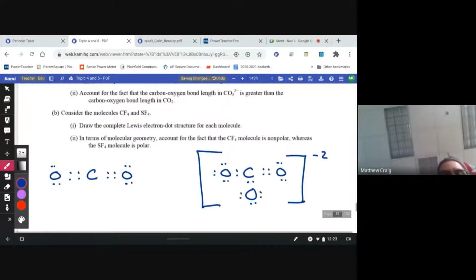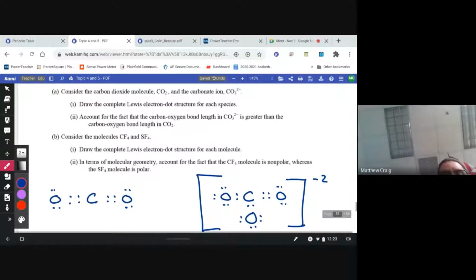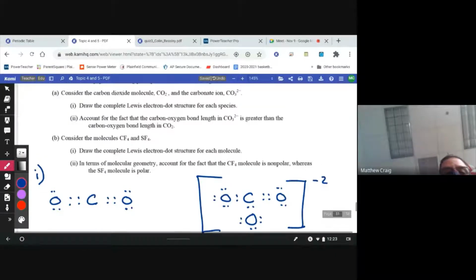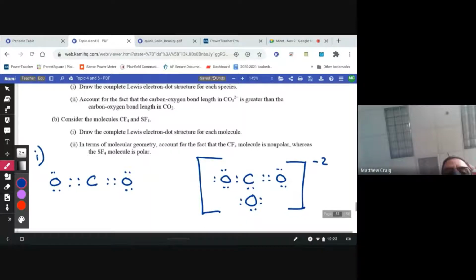All right. Questions on I. Good. So each one of those would be worth 1 point. Double I, account for the fact that the carbon-oxygen bond length in carbonate is greater than that of the carbon-oxygen bond length in carbon dioxide.